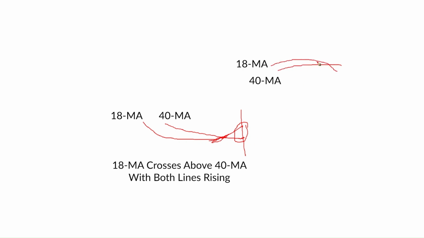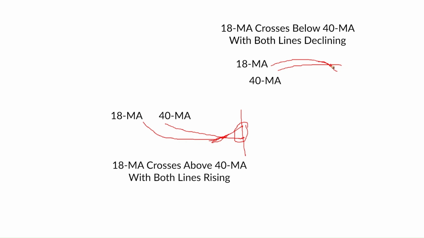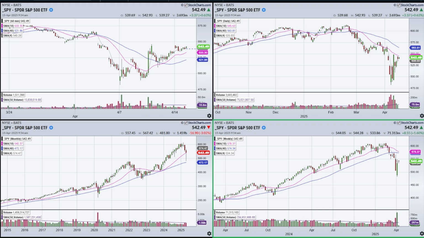All right. Same thing holds true to the downside. If the 18 crosses down through the 40 and then both lines start declining, then we have a confirmed trend to the downside. If we have anything else in between that, it would be neutral. So through this period here where we have a declining 18 and a flat 40, right? Then it's neutral. If either of the lines are not rising or falling together, then we're in a neutral situation.